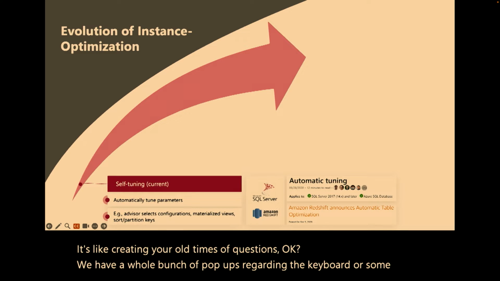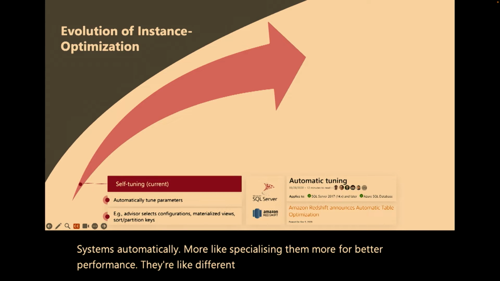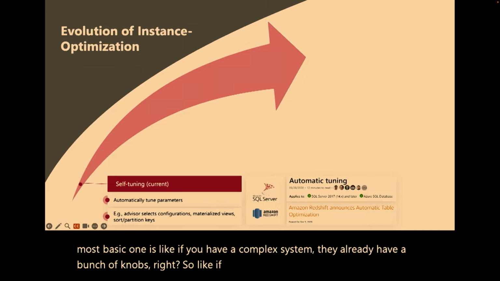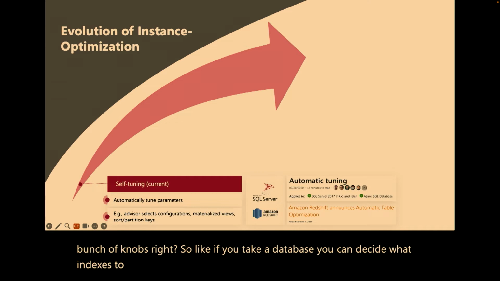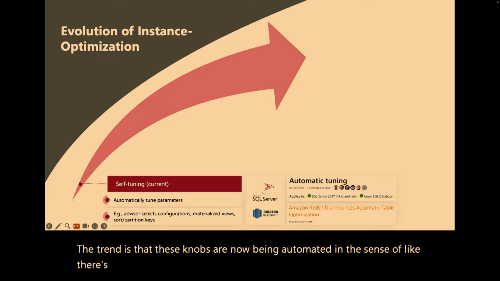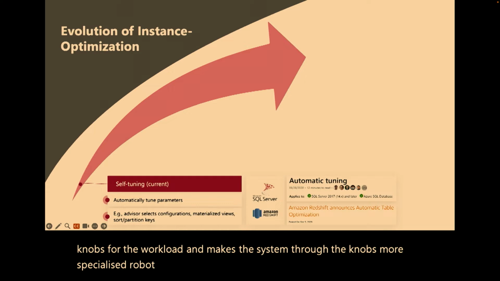So in regard to adjusting systems automatically more, specializing them more for better performance, there are different levels of specializations you can do. The most basic one is if you have a complex system, they already have a bunch of knobs. Right? So if you take a database, you can decide what indexes to use, how big the buffer pool should be, page sizes, and so on. The trend is that these knobs are now being automated, in the sense that there's a mechanism in place which observes the workloads and tunes the knobs for the workload and makes the system more specialized to a workload. However, we want to look beyond that.